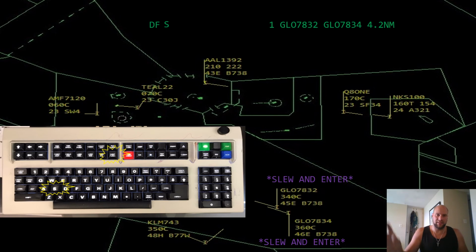And you see it's a continuous cycle. Watching, reconciling, maybe 30 seconds goes by. That means that American 1392 is 30 seconds more close to the boundary, and you are that much closer to giving the restriction. And as you make your way back to AmFlight 7120 and Teal 22, you are that much closer to solving your Aguadilla sequence and getting things where you need them to be to have a successful session. So that is basically it.